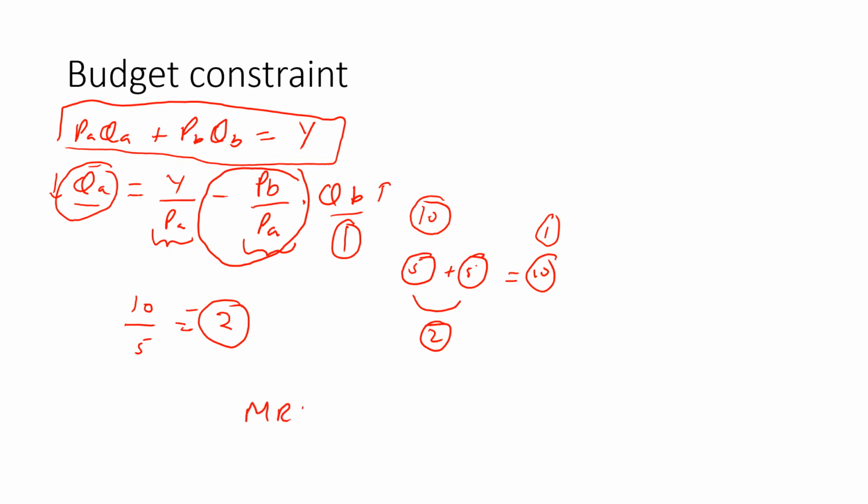Let me write that MRT, or the marginal rate of transformation, is equal to minus PB over PA. And this means basically that the restriction imposed by the market on a consumer to transform one good into another good. In this case, to transform banana into apple, or to transform apple into banana.